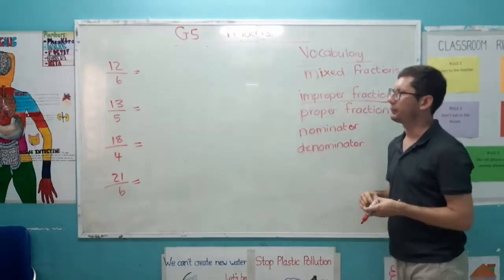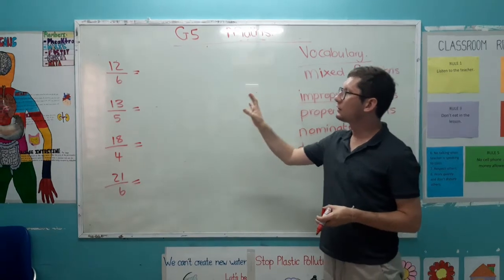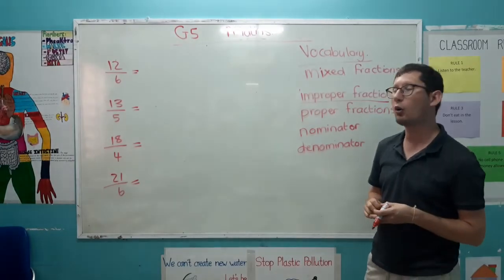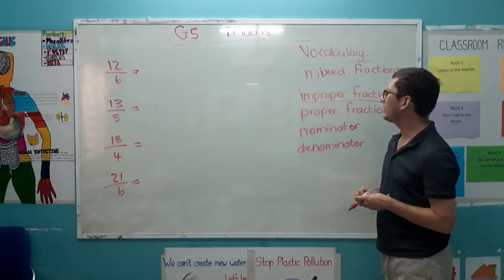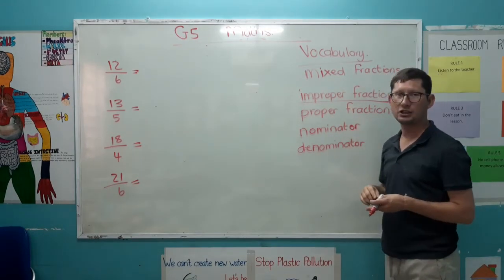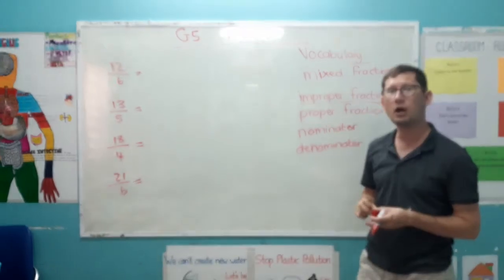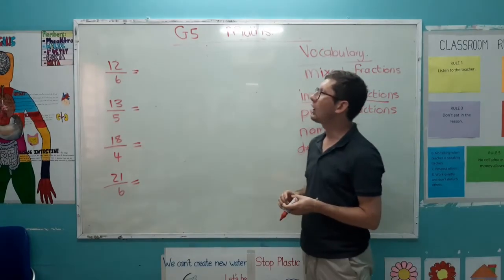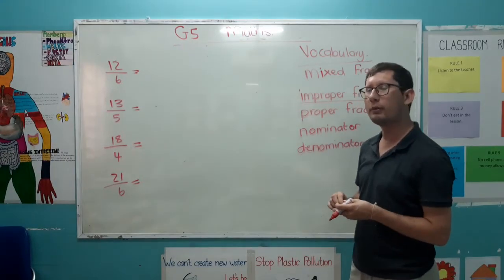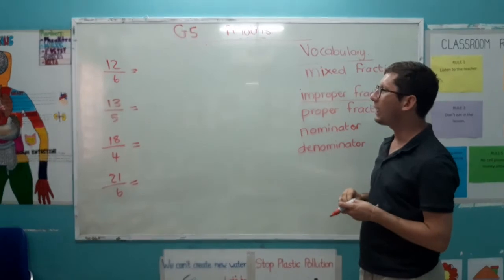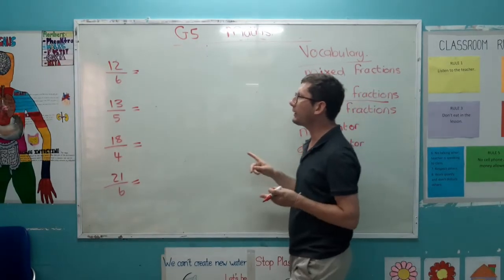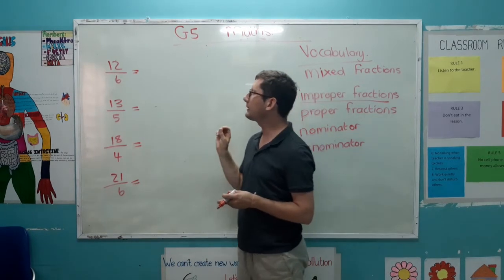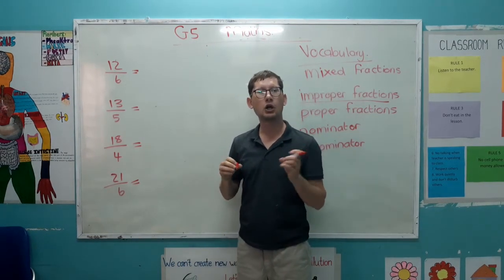So let's have a look. All the numerators are bigger than the denominators. So now we need to convert all those fractions into mixed fractions, or we can convert them into a whole number. So let's have a look at 12 over 6. Normally, how we work it out? We divide 6 into 12. So how many times does 6 go into 12?